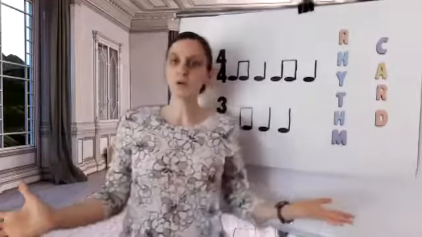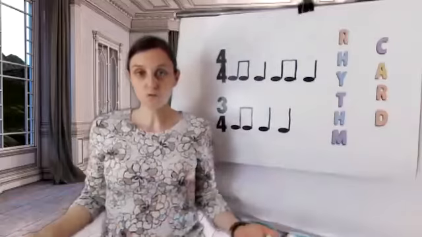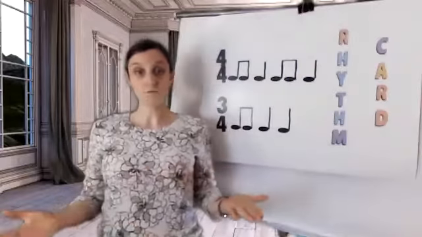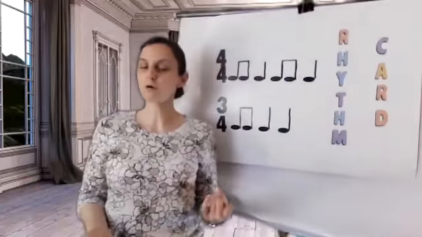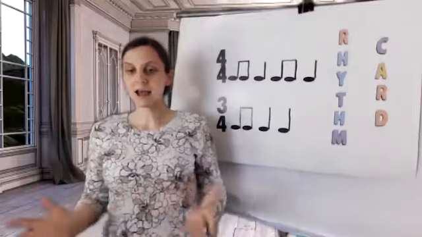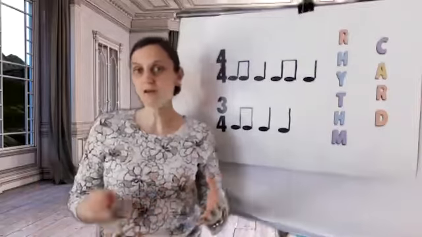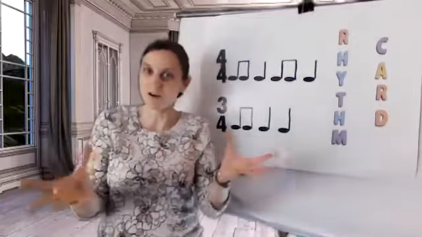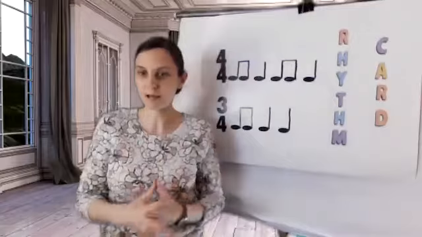Okay, so there you have it. A whole note gets 4 beats, a half note gets 2 beats, a quarter note gets 1 beat, and an eighth note gets half a beat, and 2 eighth notes together, a pair of eighth notes, gets 1 beat.